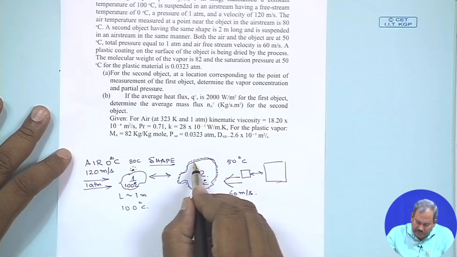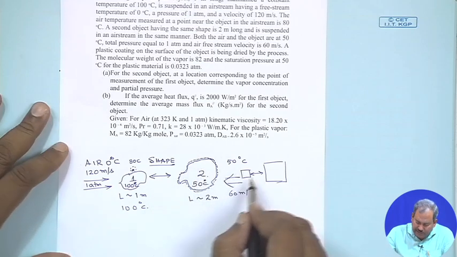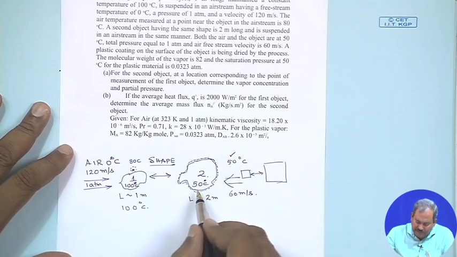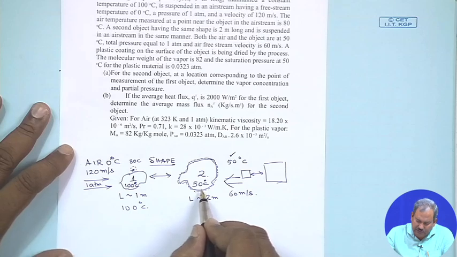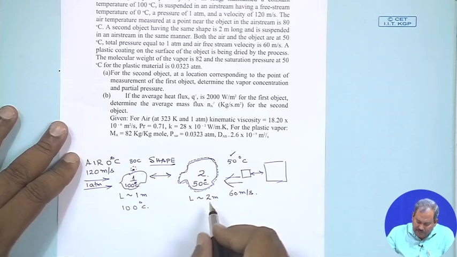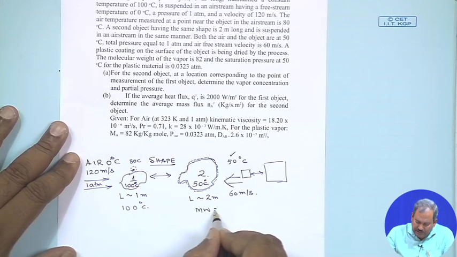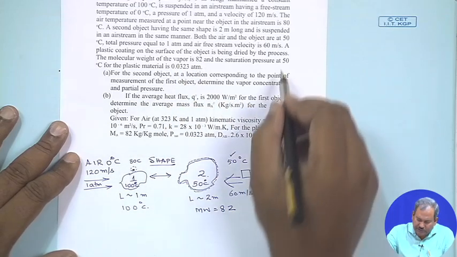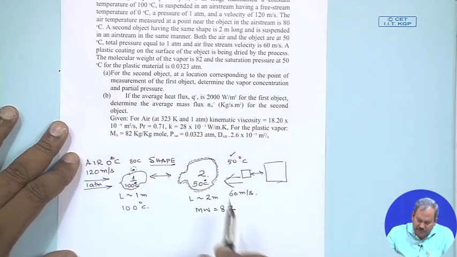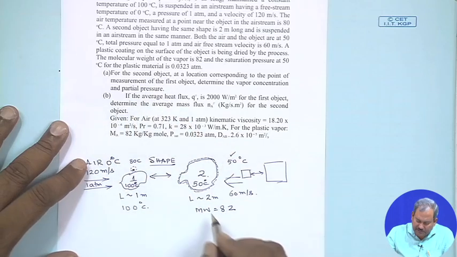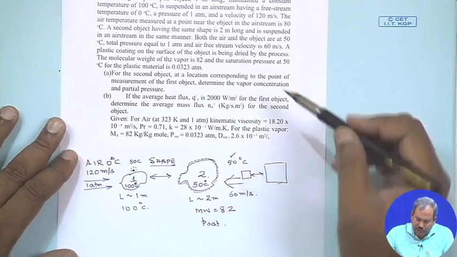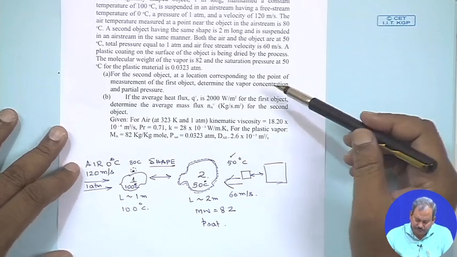So, this plastic coating is to be dried by passing air which is at 50 degrees centigrade. The temperature of the object is also 50 degrees centigrade. The molecular weight of the vapor is 82. Saturation pressure for the plastic material is provided. So, P sat is known to you.